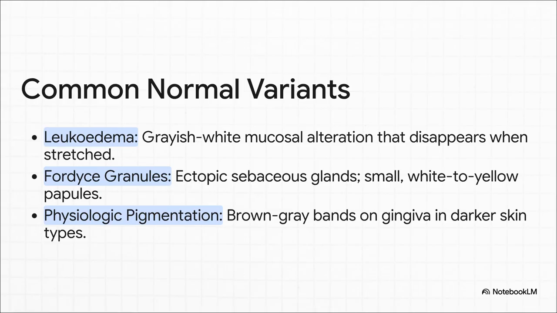Leukoedema has this cool little party trick. It's a grayish film on the cheek that actually disappears when you stretch the skin. Fordyce granules? Those are just tiny, harmless oil glands. And physiologic pigmentation is just normal coloration, especially in people with darker skin. Your job here is to see them, know what they are, and confidently move on.